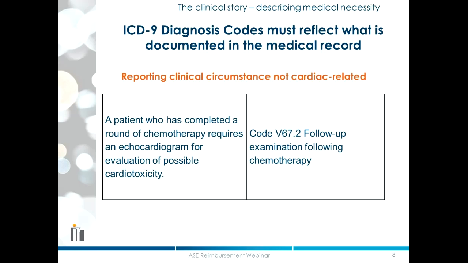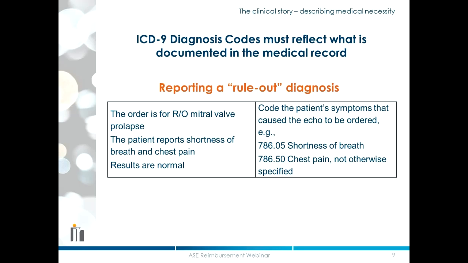The next slide, 9, reporting a rule-out diagnosis. The order is for rule-out mitral valve prolapse. The patient reports shortness of breath and chest pain, and the results are normal. So this is a perfect example of where you code the patient's symptoms rather than a rule-out or a diagnosis of mitral valve prolapse, because you certainly don't want to give that patient a diagnosis when it's not appropriate. So again, code the patient's symptoms when it's not clear, when there isn't a definitive diagnosis.